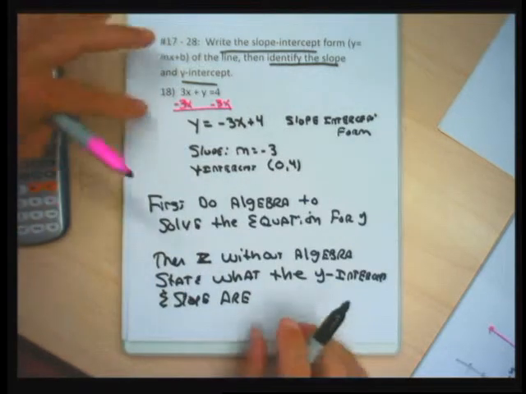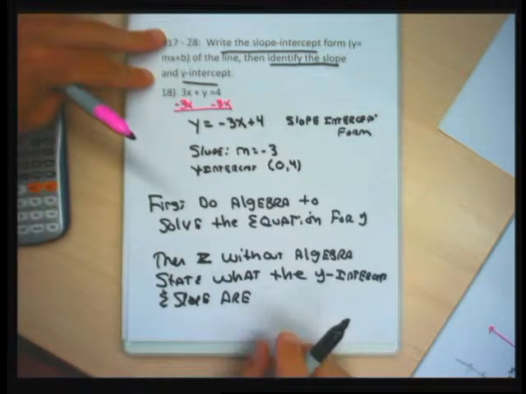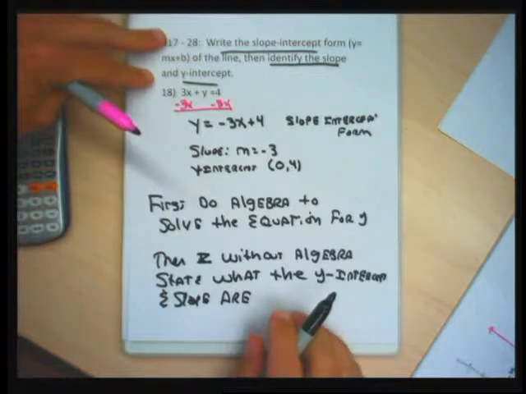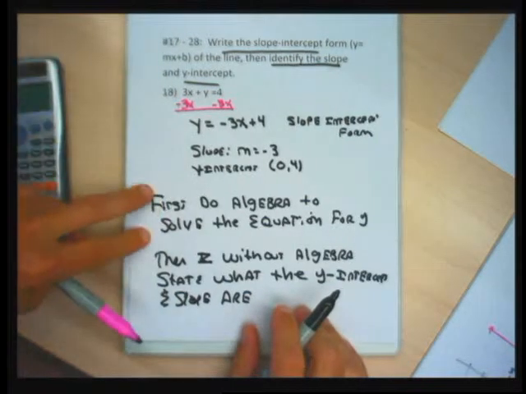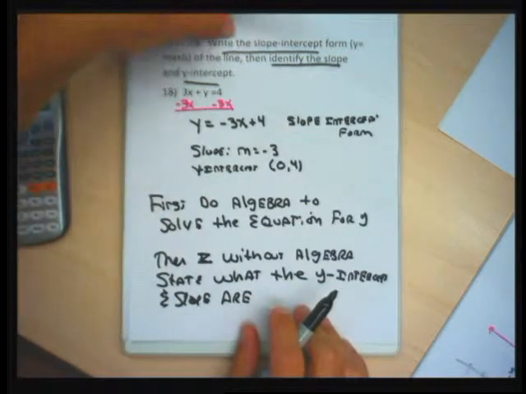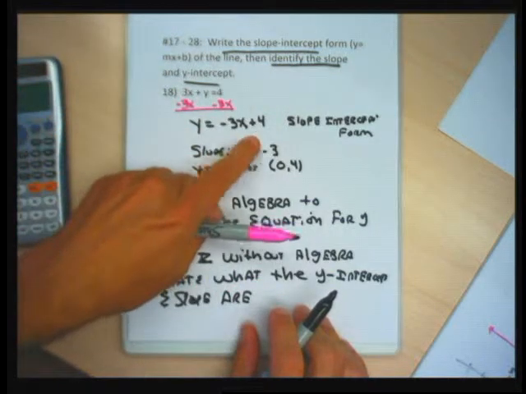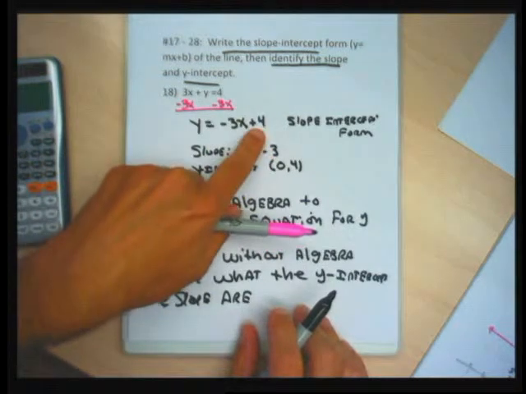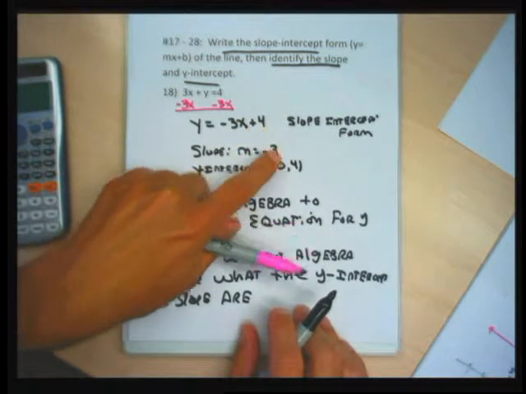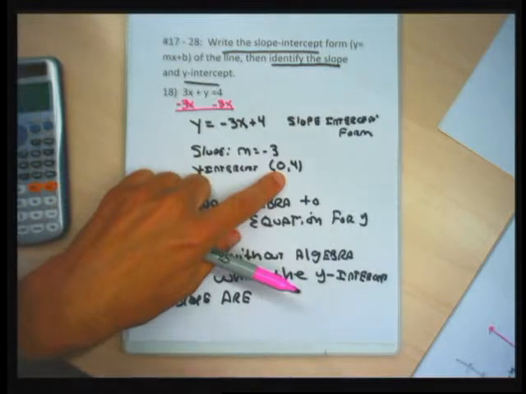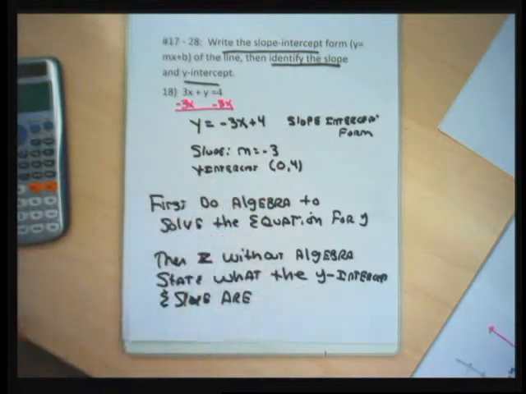So for each of the problems 20, 22, 24, 26, and 28, first, I'm going to do algebra to solve the equation for y. That's writing it in slope-intercept form. Once I'm done with the algebra, I'm going to look at my equation. The number in front of the x I'm going to say is the slope. The number after the x I'm going to say is the y-intercept, and I'm going to write it as 0, some number.